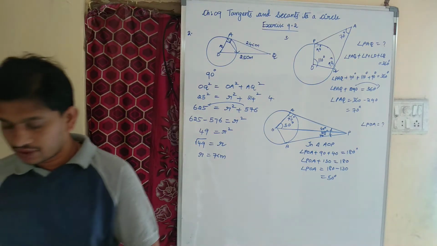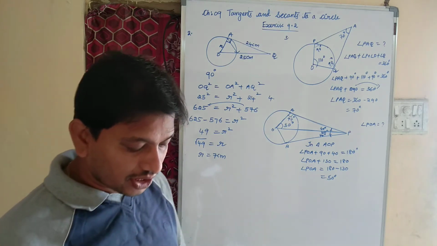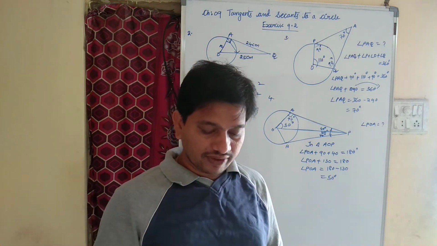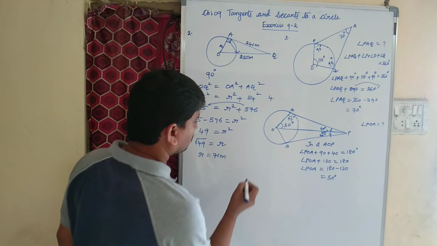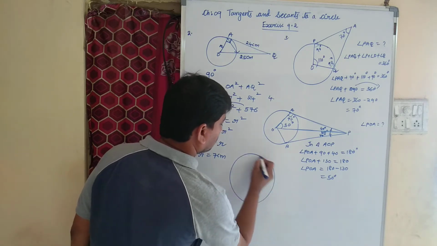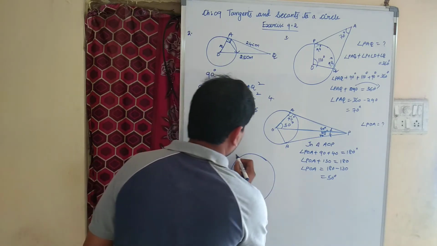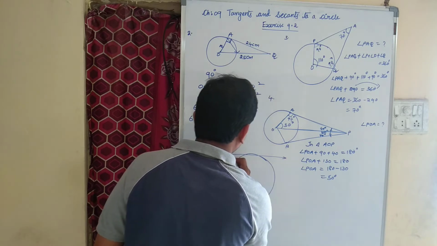In the figure, XY and X dash Y dash are two parallel tangents to a circle with center O. XY is one tangent.